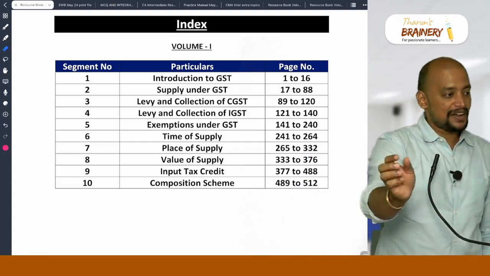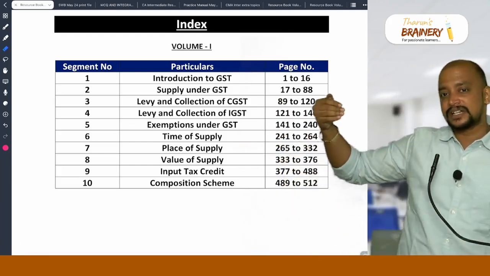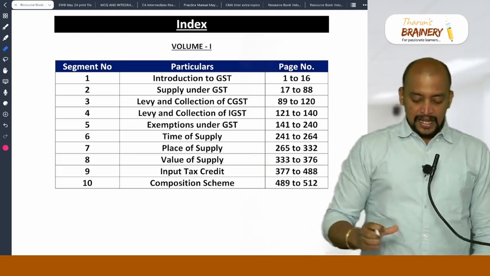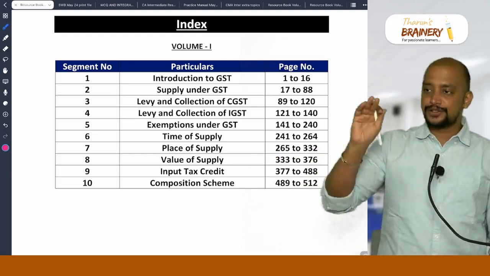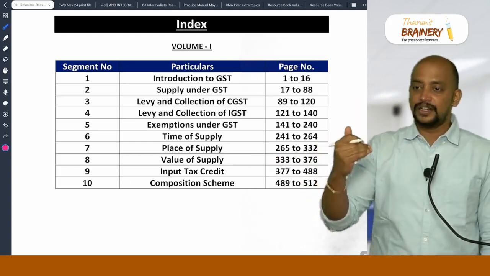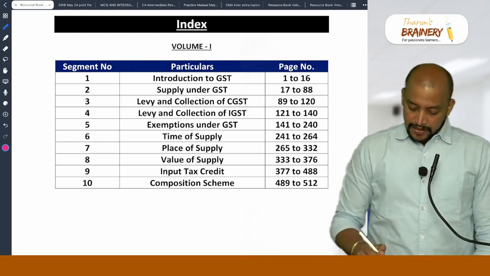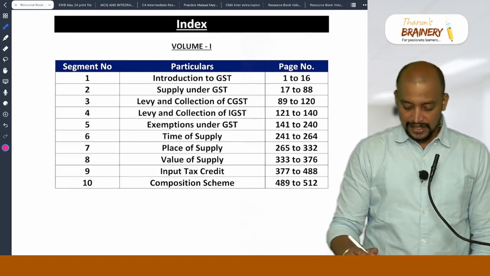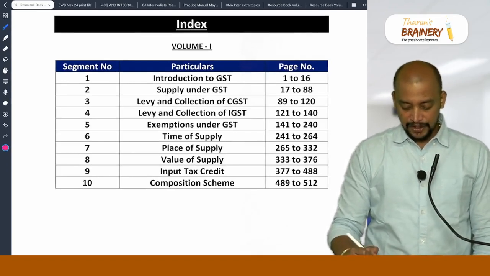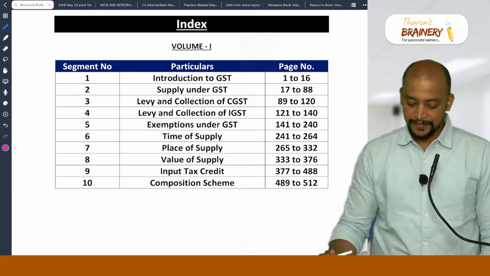So I will take 5 minutes for their sake, just to tell what are the chapters which are not applicable for them. Anyhow, before starting that chapter, I will tell that it is not applicable. So if you are exclusively attending for CMA final, don't attend the class. Okay. So in this, introduction, supply, levy and collection, exemptions, time of supply, place of supply, value of supply, input tax rate, composition scheme, everything is applicable. So volume 1 fully applicable.